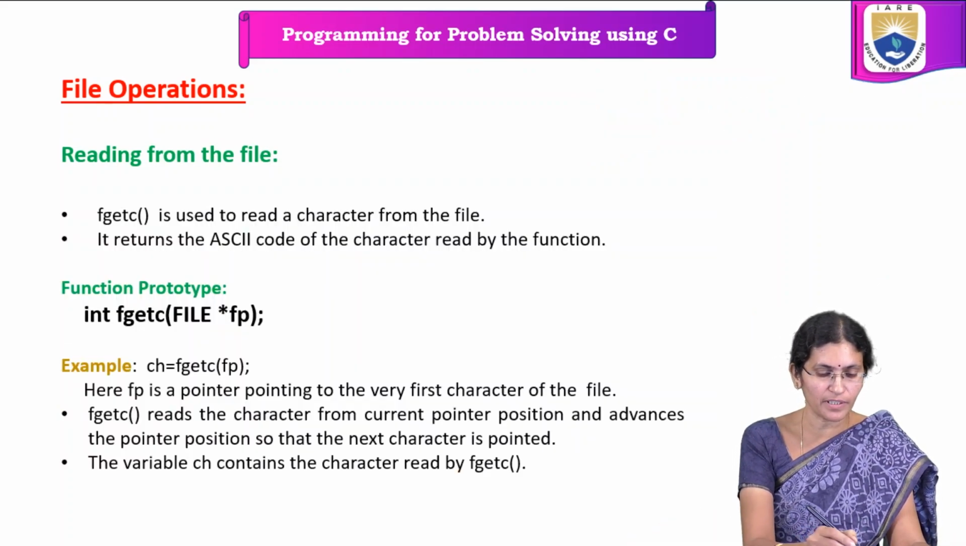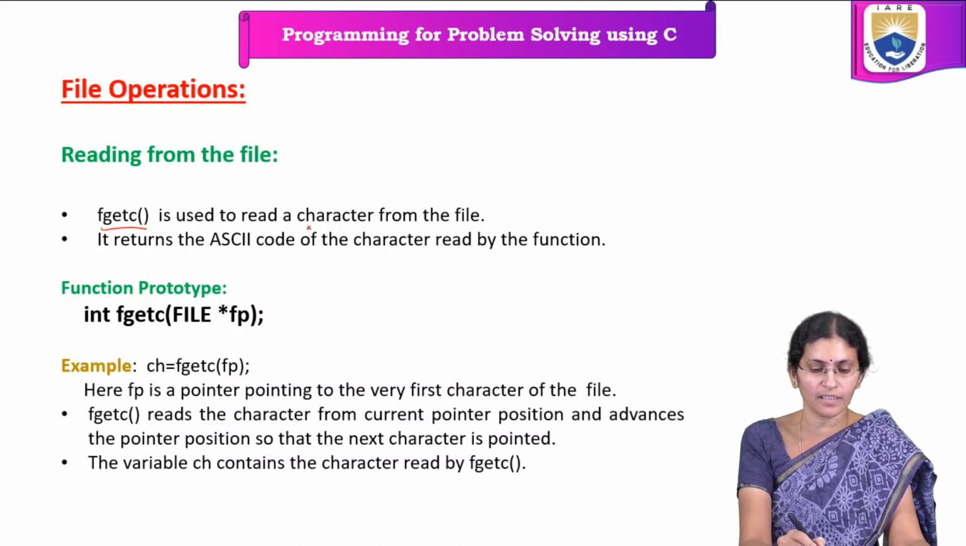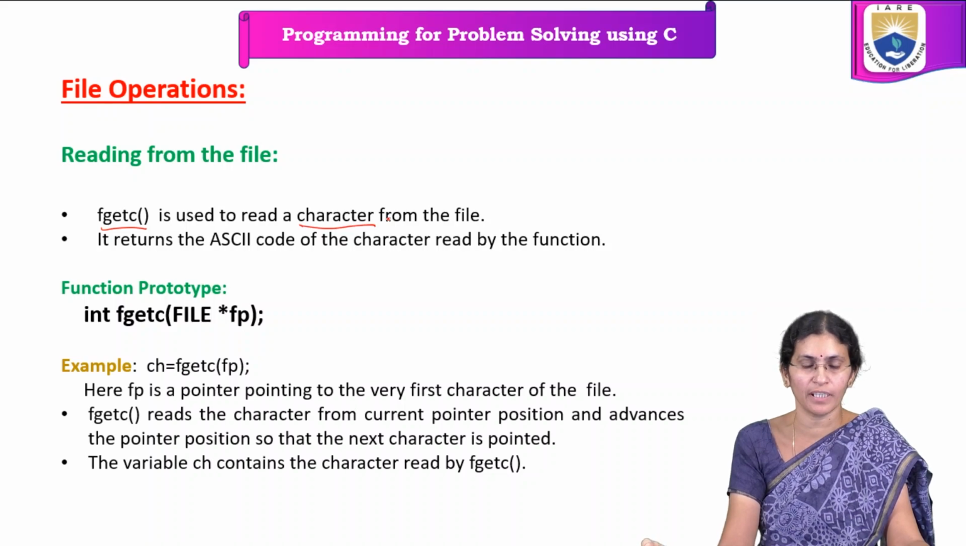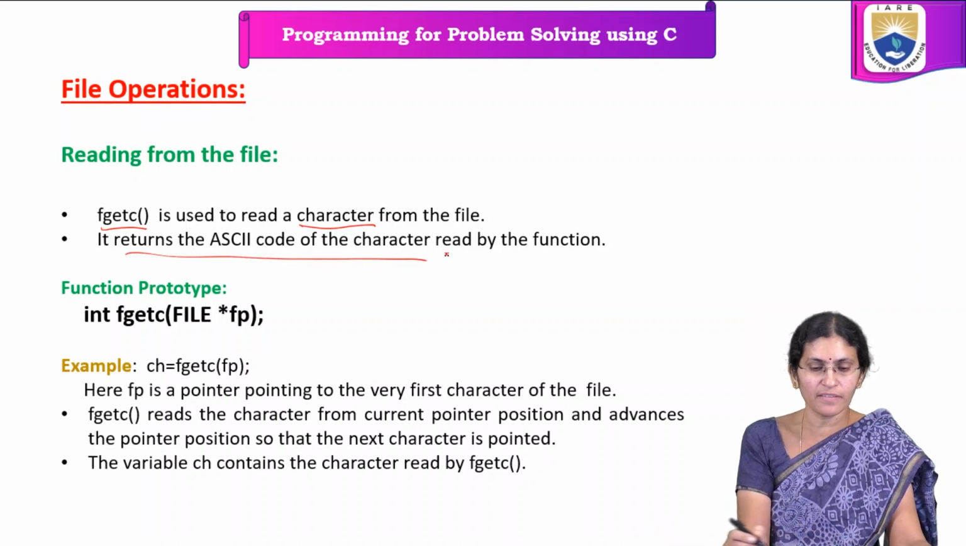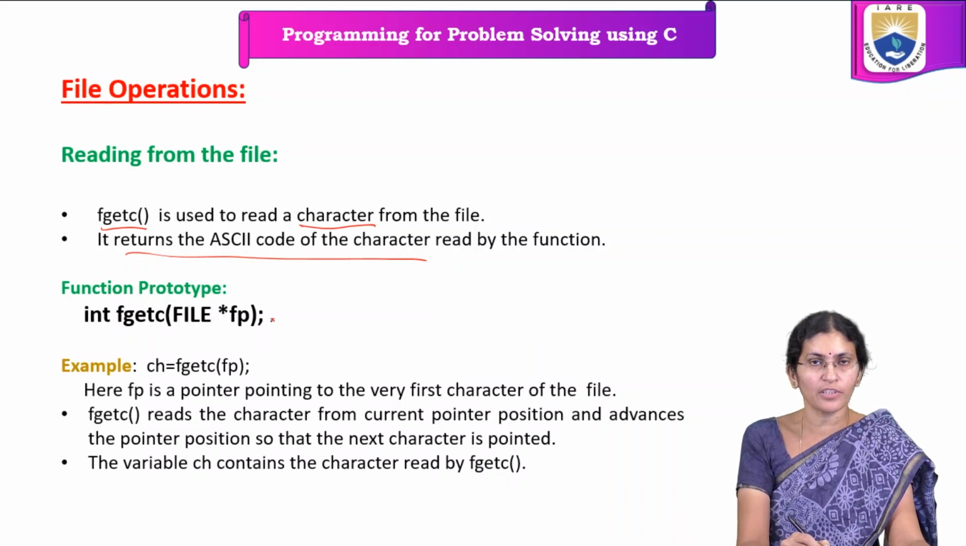First one, fgetc. fgetc is used to read a character from the file. It is useful for reading data from the file, and it returns the ASCII code of the character which is read by the function. This is the function prototype. It takes one argument, that is the file pointer.